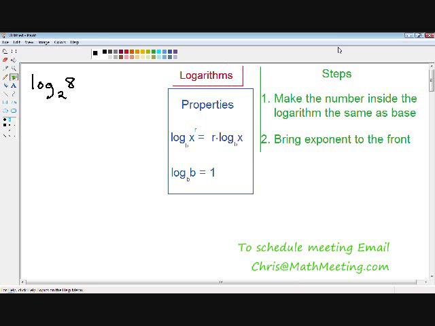In this video, I'm going to teach you how to evaluate logarithms without using a calculator. Before I get started with the examples, it is really important that you understand some of the properties of logarithms. I wrote for you in blue some of the properties of logarithms that we're going to use in these problems. The first one is the exponent property.